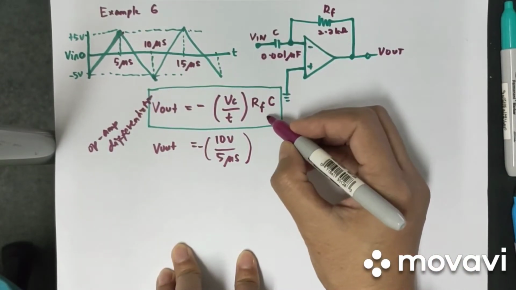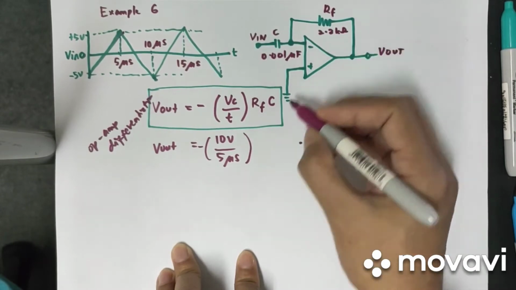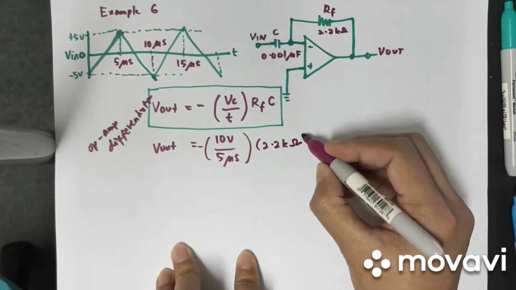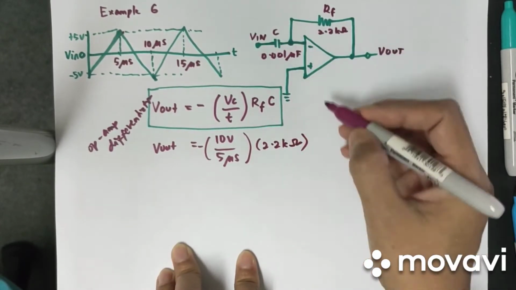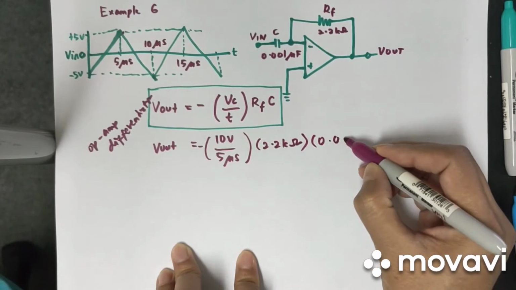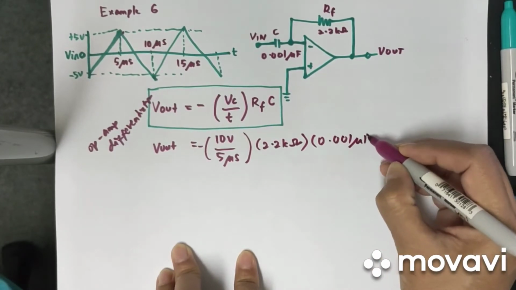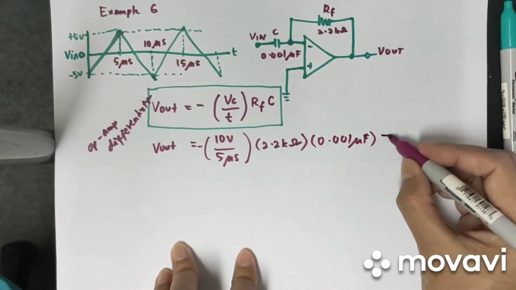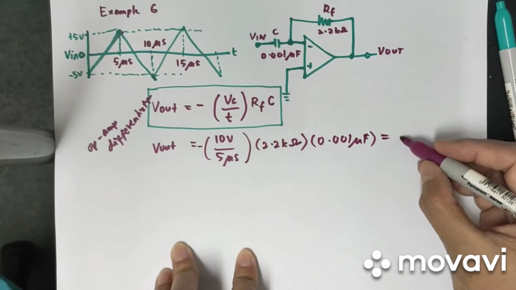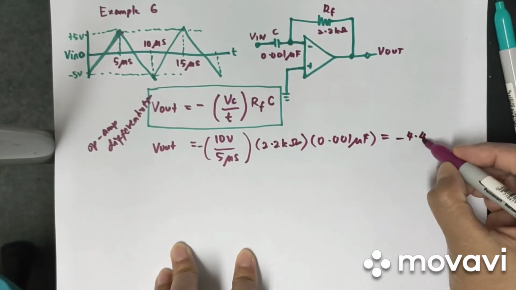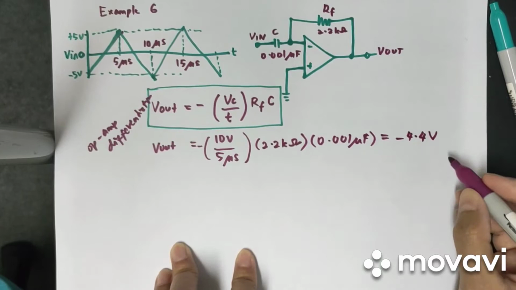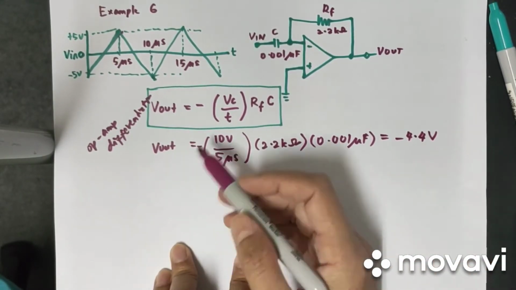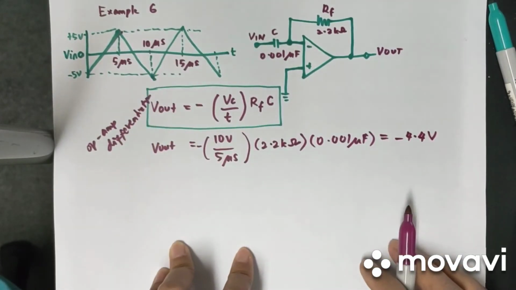Okay, times RF. RF is 2.2 kilo ohm times the capacitor. Value is 0.01 microfarad. And the value is negative 4.4 volt. Okay, so this is V out when it is a positive going ramp.